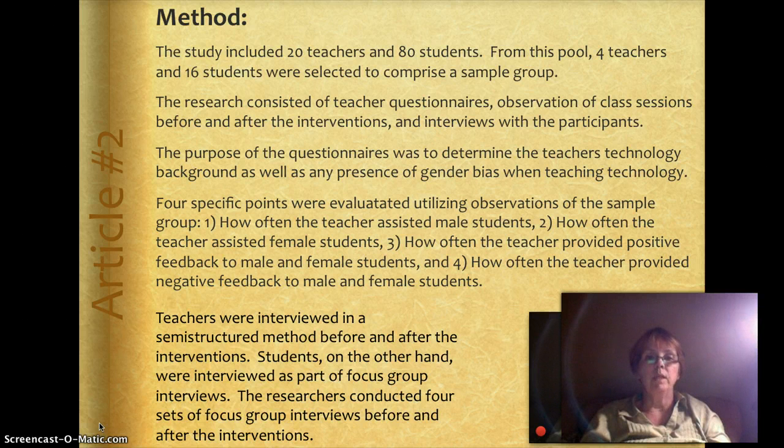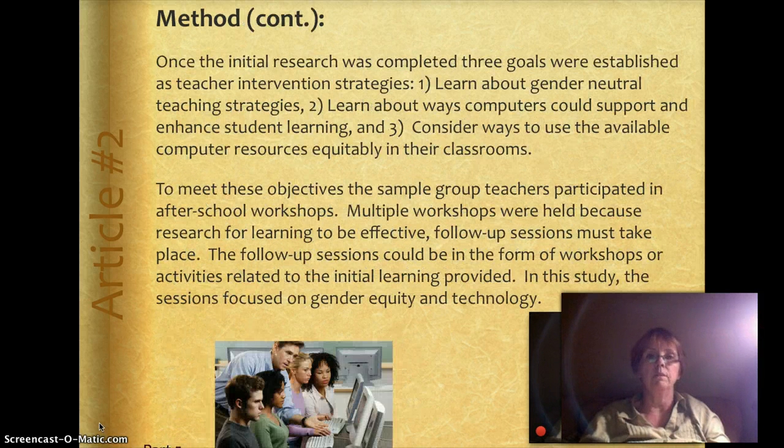Teachers were interviewed in a semi-structured method before and after the interventions. Students, on the other hand, were interviewed as part of the focus group interviews. The researchers conducted 4 sets of focus group interviews before and after the interventions.